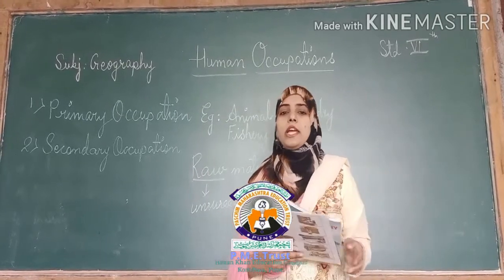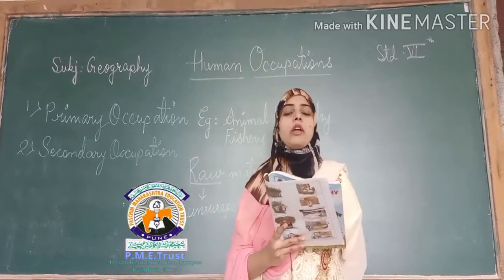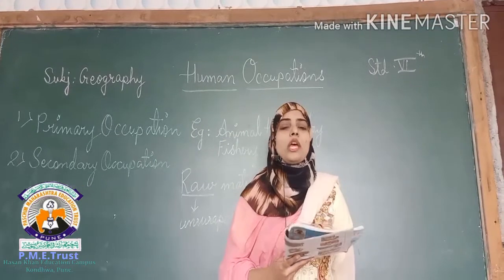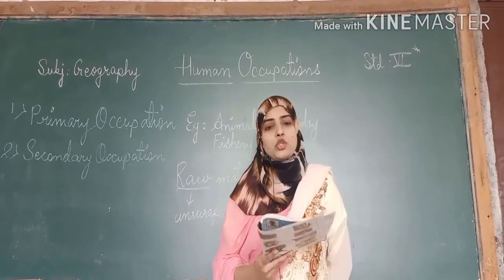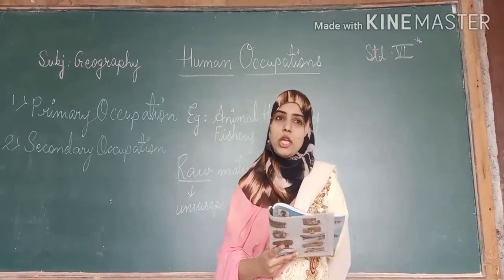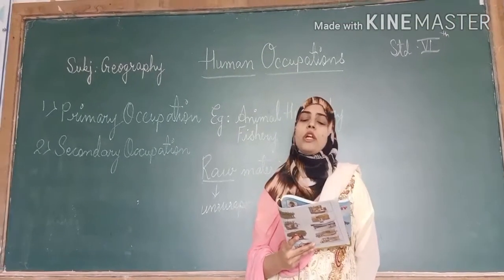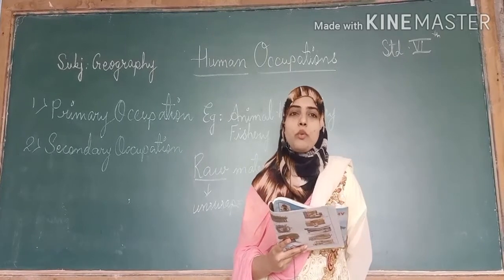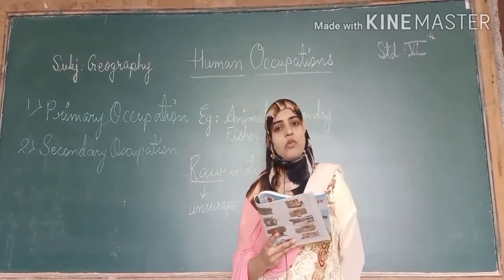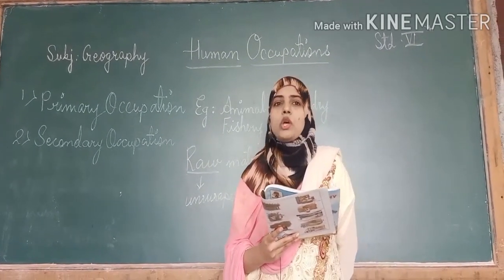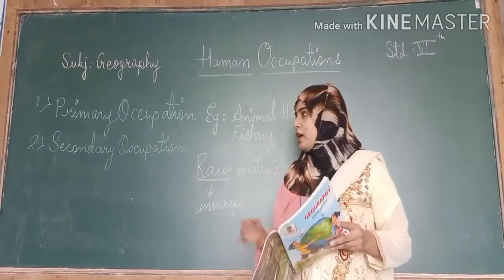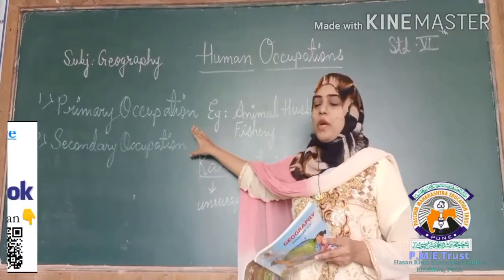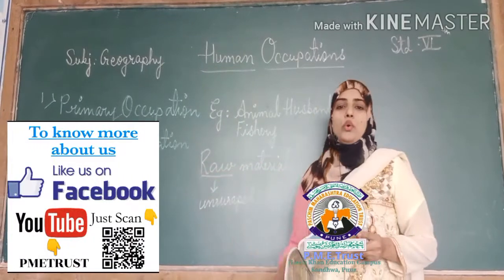Both primary and secondary occupations are combined. They work as complementary, and they depend upon the next two occupations, that is tertiary occupation, and the fourth one, quaternary occupation. We will see tertiary and quaternary occupations in the next video. So I hope you all have understood the primary occupations and secondary occupations.